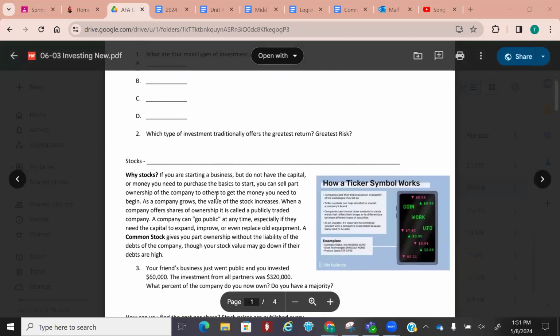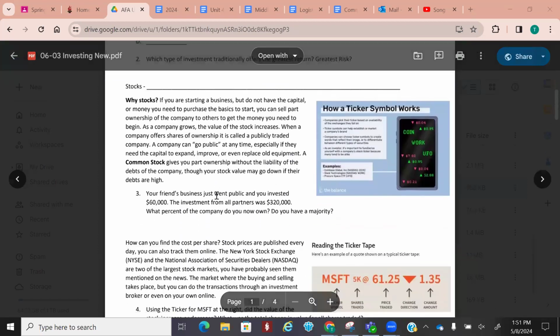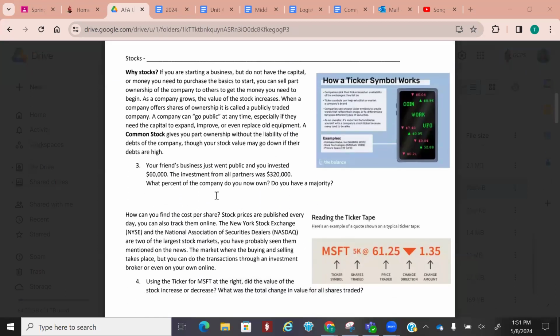If you're starting a business but do not have the capital or money you need to purchase the basics to start, you can sell part ownership of the company to others to get the money you need to begin. As a company grows, the value of the stock increases. When a company offers shares of ownership, it's called a publicly traded company. A company can go public at any time, especially if they need the capital to expand, improve, or even replace old equipment. A common stock gives you part ownership without the liability and debts of the company, though your stock value may go down if the debts are high.